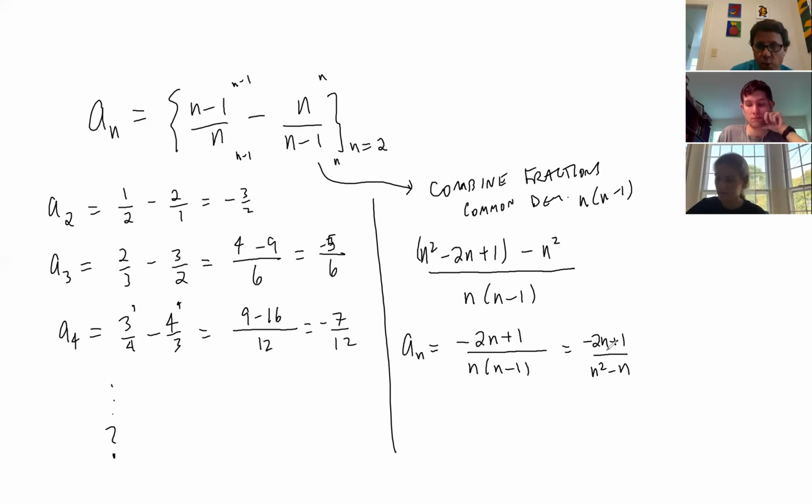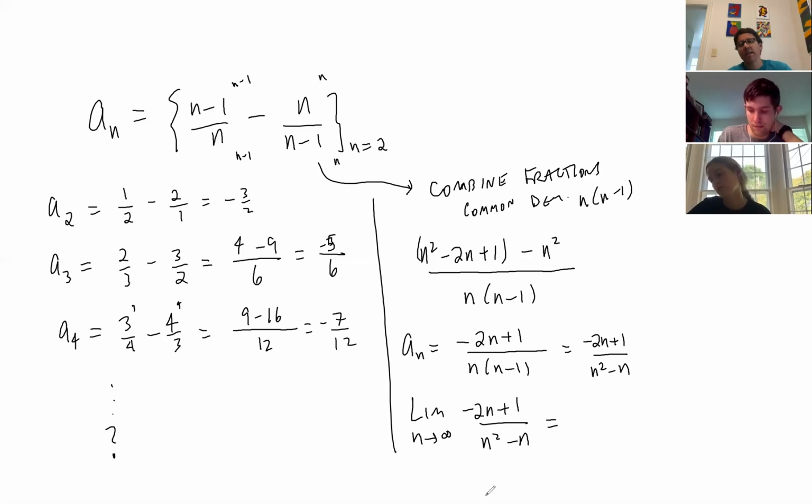So you can verify that you get the same thing. You plug in 2, the top will be 3, the bottom will be 4, it'll be negative, we'll get 3 over 2. What happens when I plug in 3? I get negative 6 plus 1, that's negative 5. On the bottom, I'll have 9 minus 3, which is 6. Okay, so this formula looks like it's giving me the same answer, so I think I did something right. So now I think it's easier to see what is the limit as n goes to infinity of negative 2n plus 1 over n squared minus n.